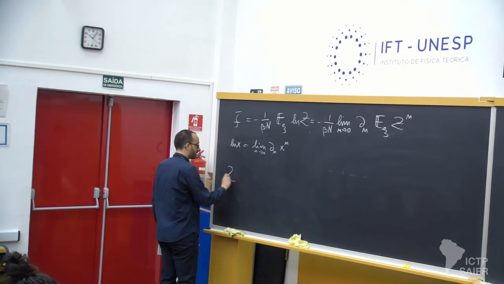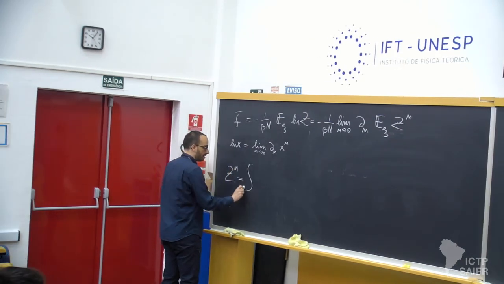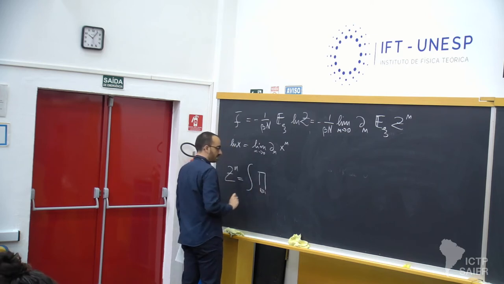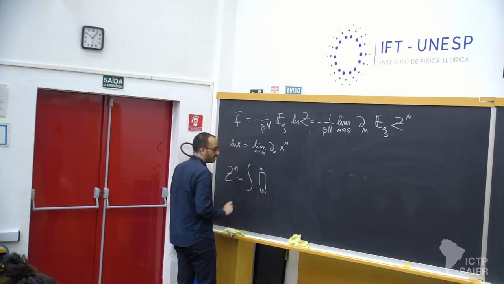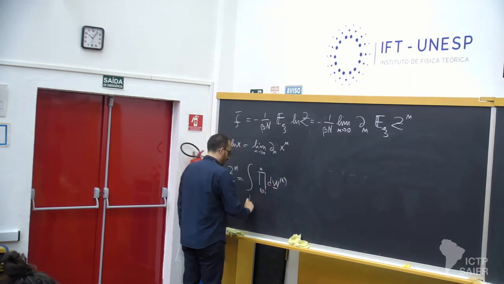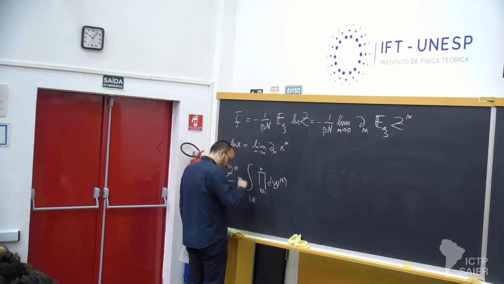So I can rewrite Z to the n as an integral over a set of small n replicas of the original system. And each replica needs to be on its compact phase space.